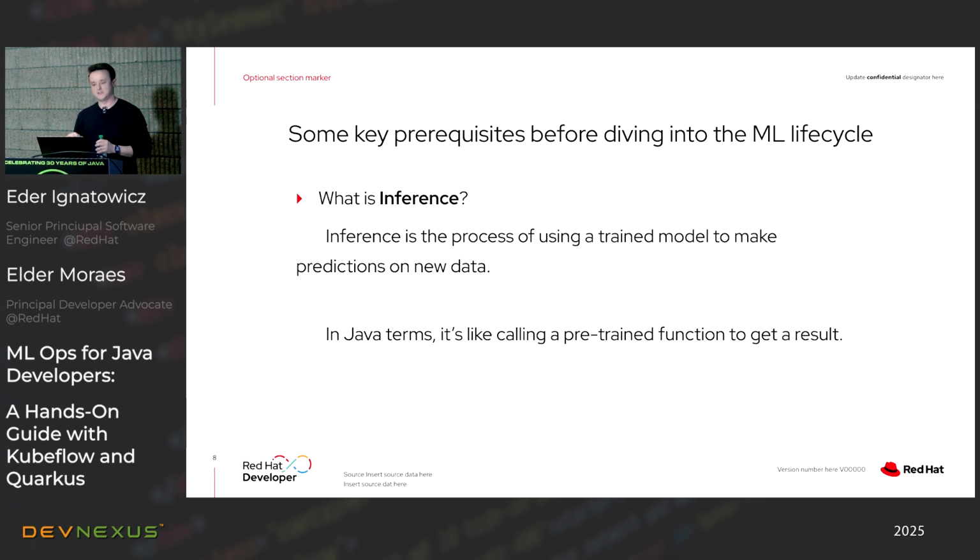What is inference, this word? Inference is the process of using a trained model to make predictions. So inference is the act of calling the model to get the data back. This is the word they use: inference.